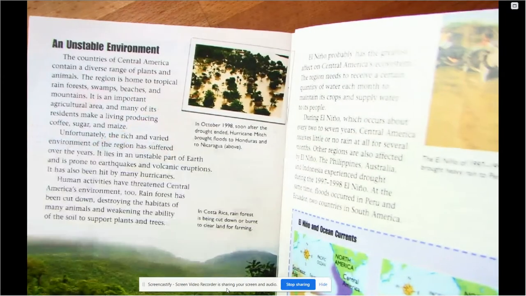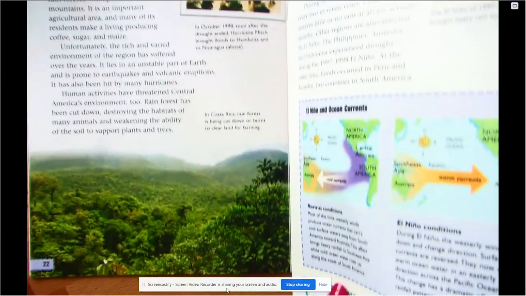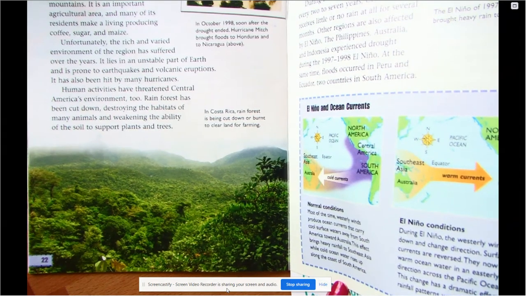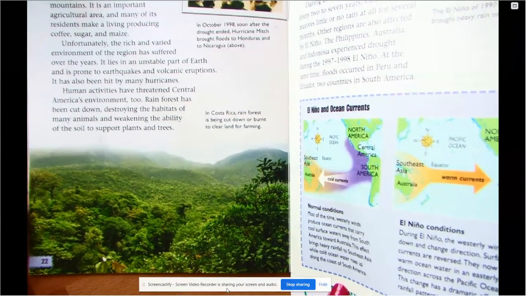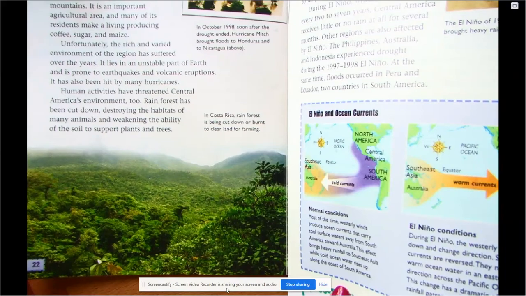The picture at the top. In October 1998, soon after the drought ended, Hurricane Mitch brought floods to Honduras and Nicaragua. At the bottom, it says in Costa Rica, rainforest is being cut down or burnt to clear land for farming. So getting rid of all of this lush, beautiful plants so that they can farm the land.